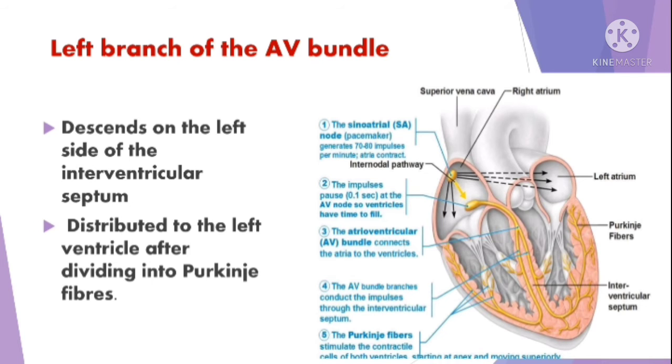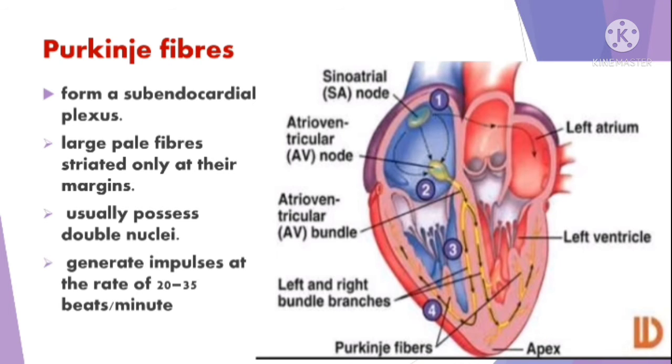The Purkinje fibers form a subendocardial plexus. They are large pale fibers, striated only at their margins, and usually possess double nuclei. They generate impulses at a rate of about 20 to 30 beats per minute.